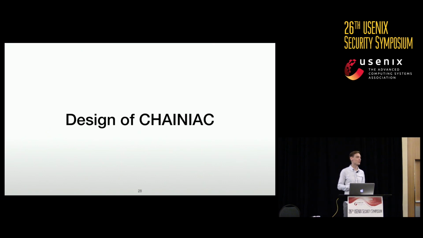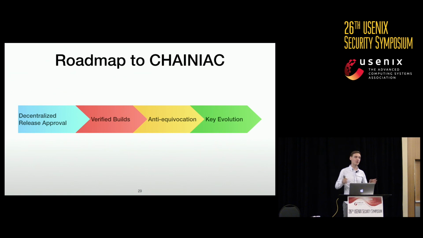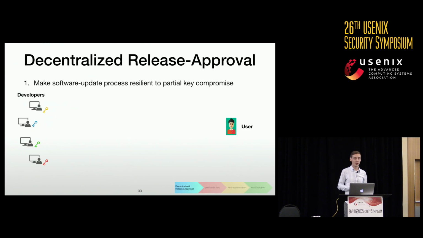So now it's time to show how we address these challenges with CHAINIAC. I will start with a commonly used software release pipeline as a strawman design, and I will build CHAINIAC step by step by addressing the challenges that I've shown you. As a first step to address the partial key compromise, we don't reinvent the wheel, and we just enlarge the trust base by asking each developer or, for example, a team manager to have an individual signing key to validate releases.